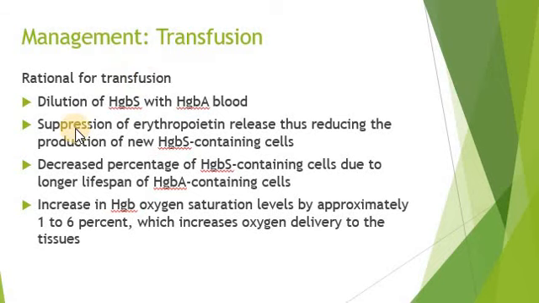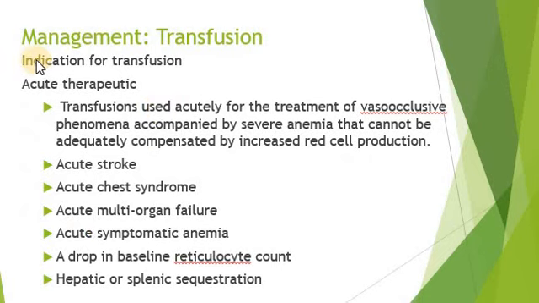That also suppresses the erythropoietin release, thus reducing the production of newer HbS-containing cells. It decreases the percentage of hemoglobin S-containing cells due to the longer lifespan of hemoglobin A, and it also increases the hemoglobin oxygen saturation levels by approximately 1 to 6%, which also improves the oxygen delivery to the tissue. Transfusion is a good choice.